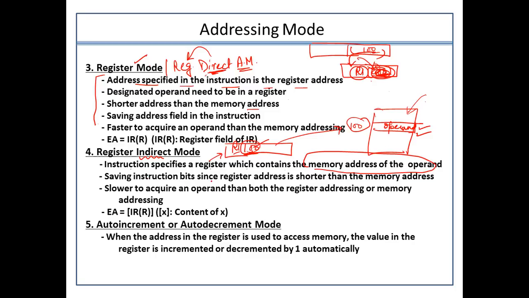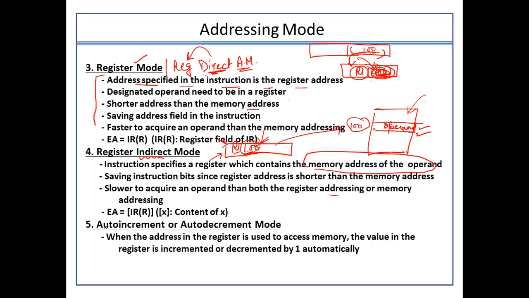It saves instruction bits since the register address is shorter than the memory address, right? But it is slower to acquire an operand than both register addressing and memory addressing. It is a very slow process because the registers we are using might be present somewhere else. First of all, I need to refer to the register, and then from the register, I need to refer to the memory. So ultimately, it will consume a lot of time.